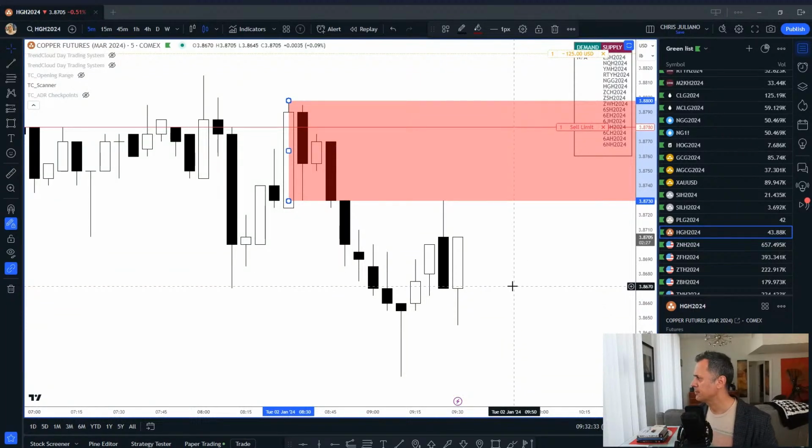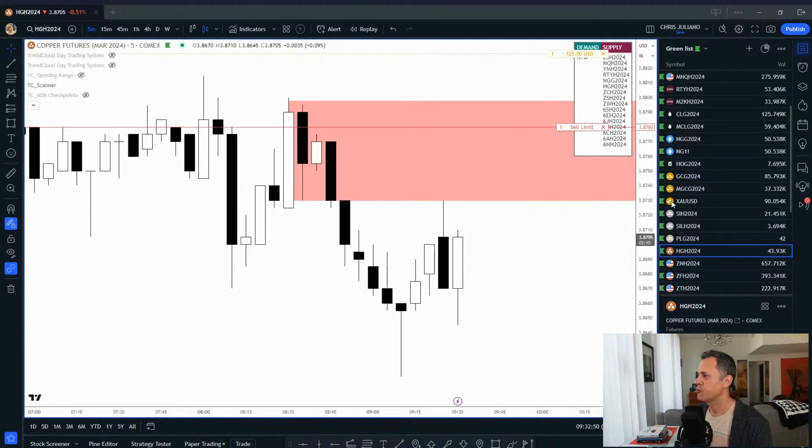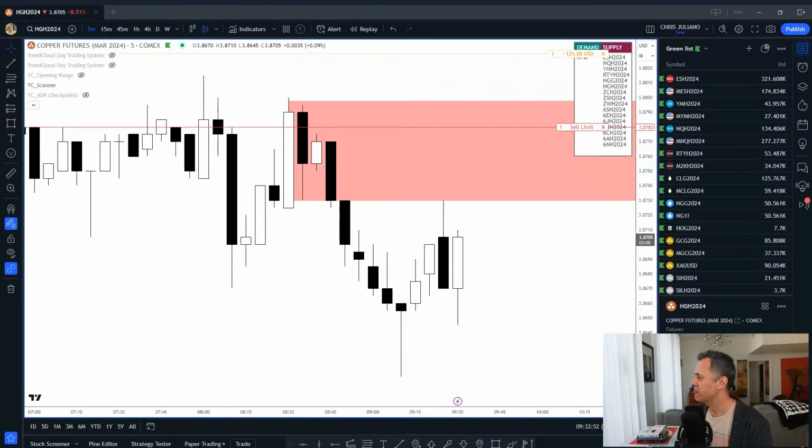Barclays downgrades Apple to underweight from equal weight, trims price target to 160 from 161. What does that mean, Hitch? It means Apple's going on sale, right? I would love to see the TrendCloud chart. So that's the news from today.